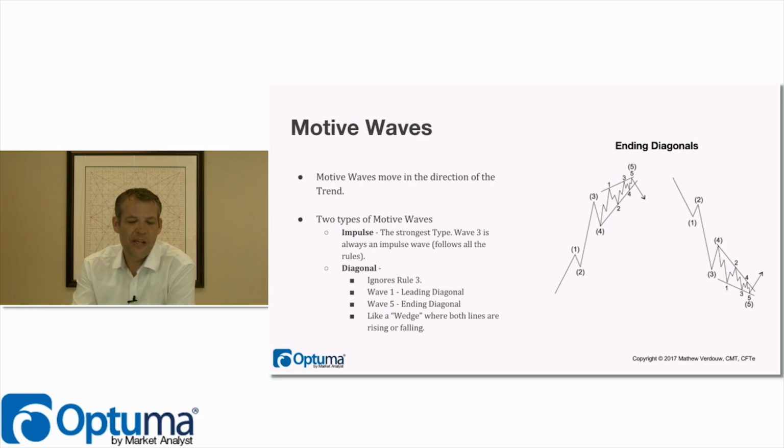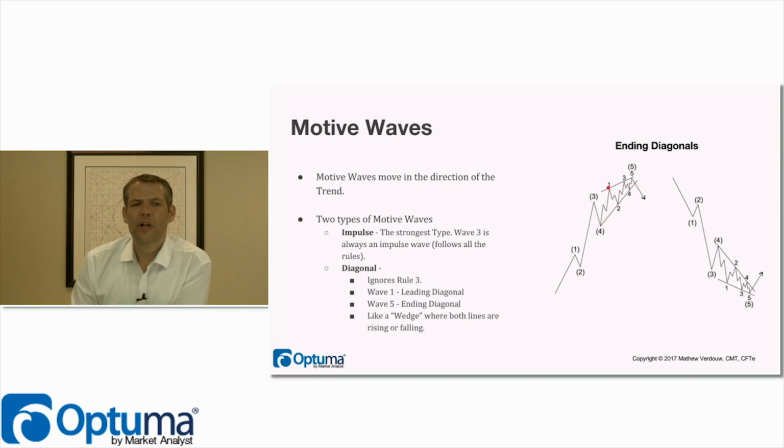So a couple of rules here. So you can see here that we've got an ending diagonal here. So we've had nice wave 1, retrace wave 2, and we've had a nice impulse wave for 3, then we get 4, and then we get this complex, messy wave at the end. It's continuing to go up, but it's complex.